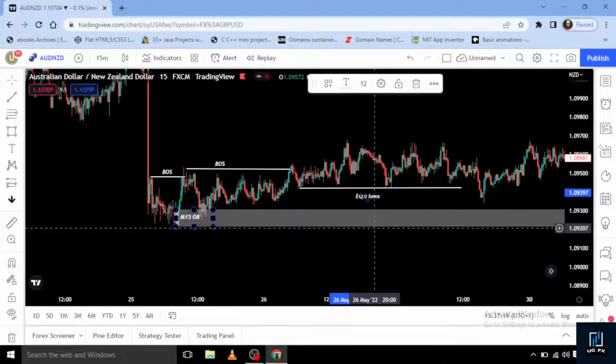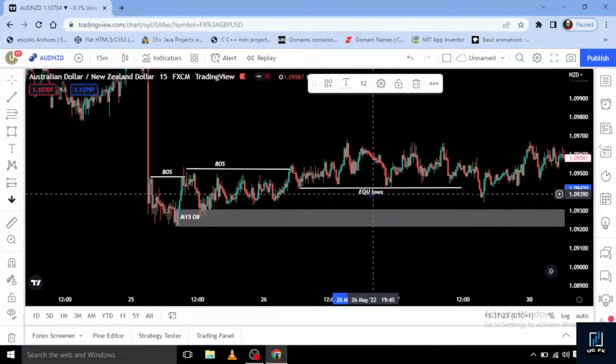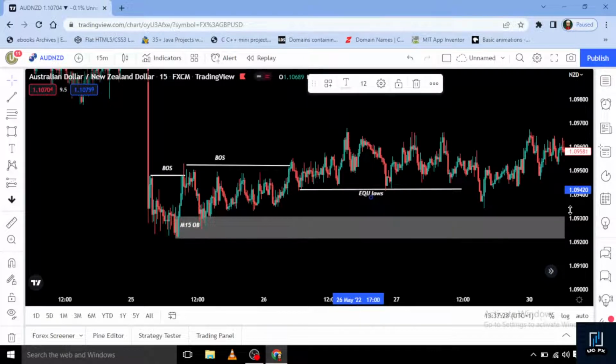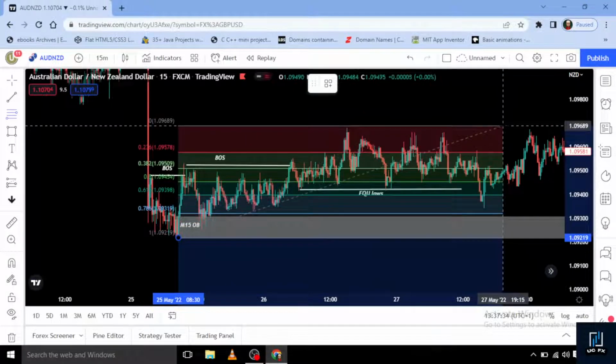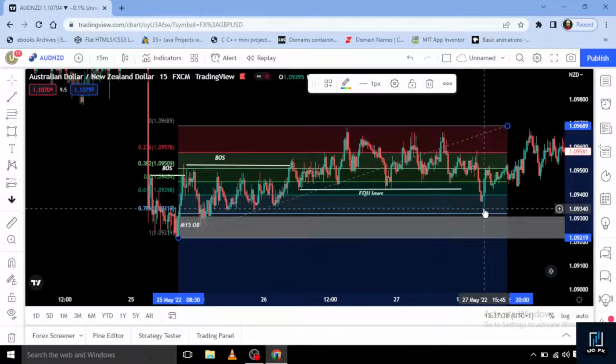So we have our liquidity right here. Now what next? We need to wait for price to take out this liquidity and tap into our discount levels. So we grab our Fibonacci 2, take it from these lows to these highs. As you can see, price nicely came into our discount level.